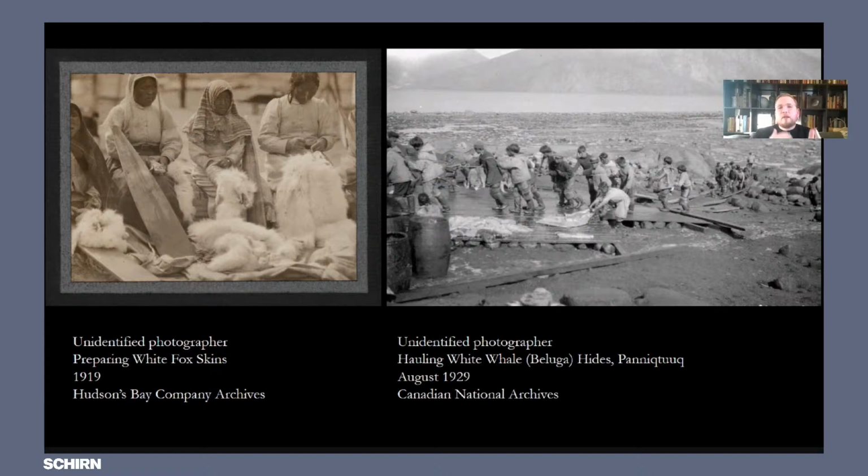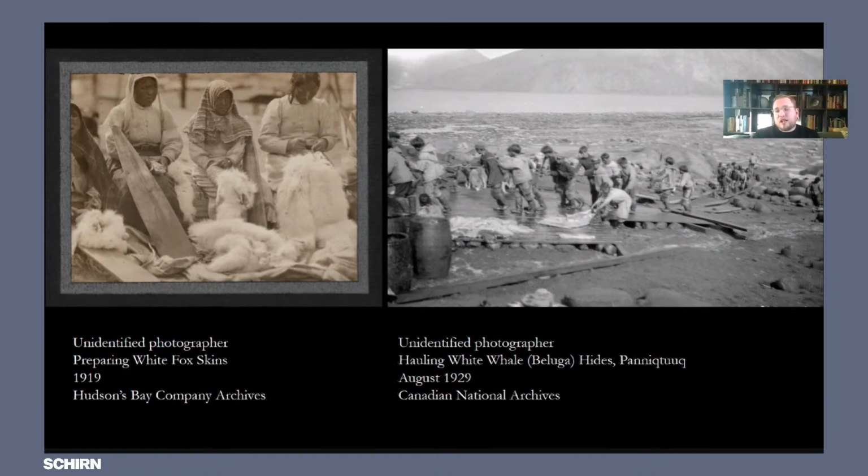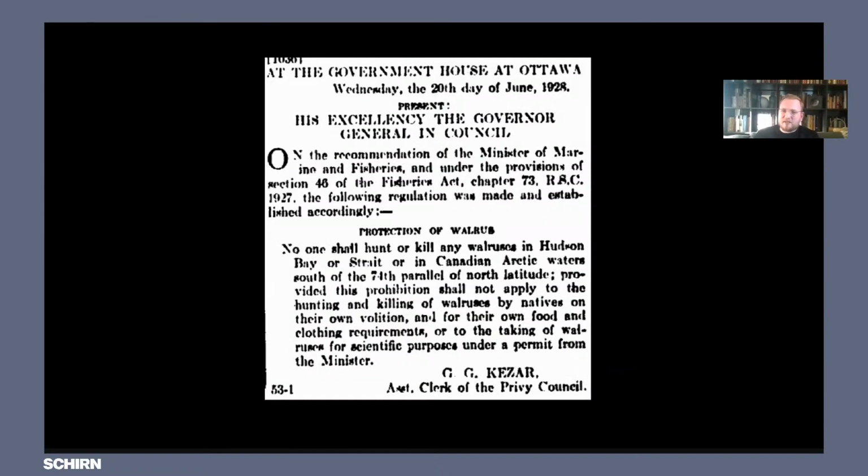And so this means that by the 1920s, and as animal populations are changing, the Hudson Bay Company essentially employs Inuit, and they're hunting Arctic foxes for their white skin, as you see on the left. On the right, you see a photograph of Inuit hauling beluga whale skin, which is also a way in which animal populations are changing, and right there, a new sort of forced subsistence relationship with the land is really transforming Inuit lived experience at this time.